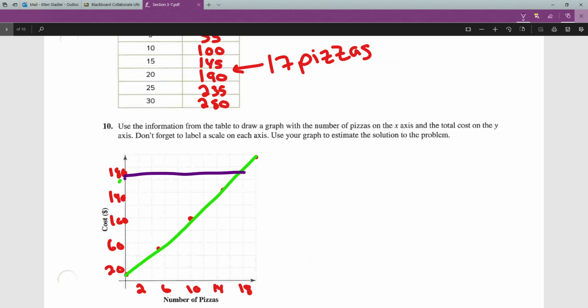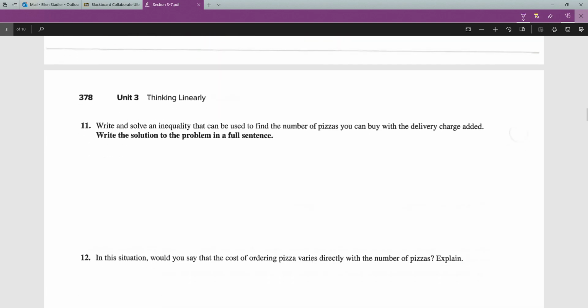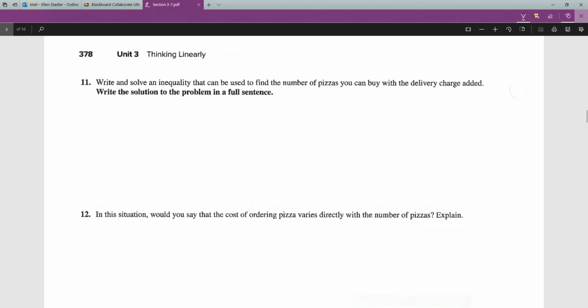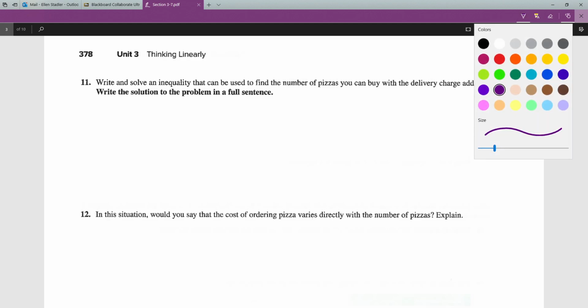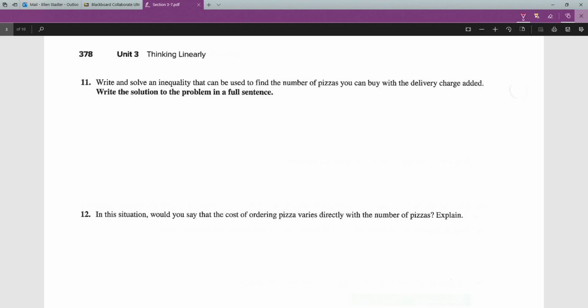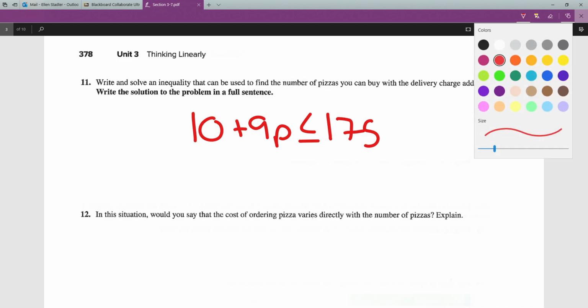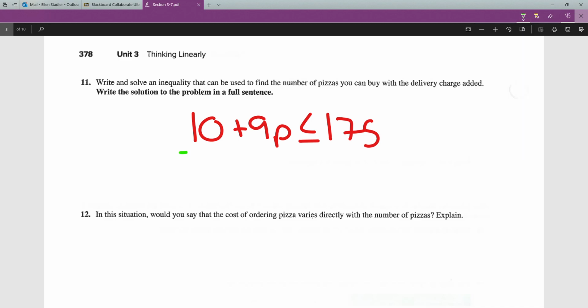Turning the page to 378, they asked me to write and solve an inequality that can be used with this new fee with the delivery charge added on. So I know that my cost is $10 plus 9p. I still want to be under budget, so less than or equal to 175. That is the inequality that can be used. Now let's go ahead and solve that inequality. What do I do first to solve it? I would subtract 10.